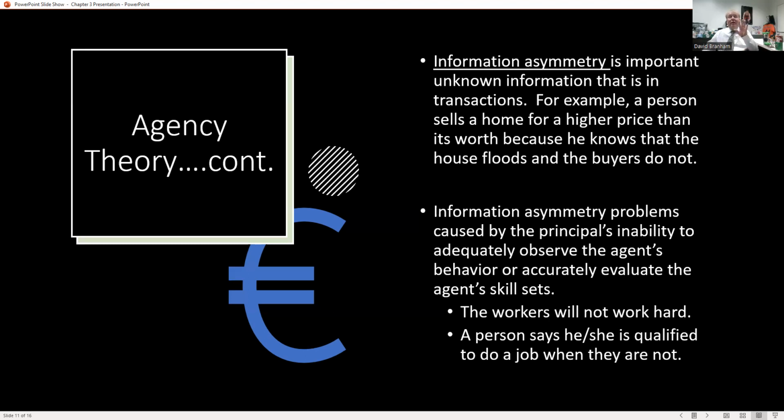I have the example of the person selling his home for a higher price because it flooded. Information asymmetry problems arise from the principal's inability to adequately observe his agent's behavior or accurately evaluate the agent's set of skills. That's another one where people say, I'm qualified to do a job, but they're not. That happens a lot. You hire somebody to do a job thinking it can be done, and the person can't actually do the job. You lose a lot of money on that. So that's an information asymmetry problem. When that occurs, the principal agent problem is exacerbated.